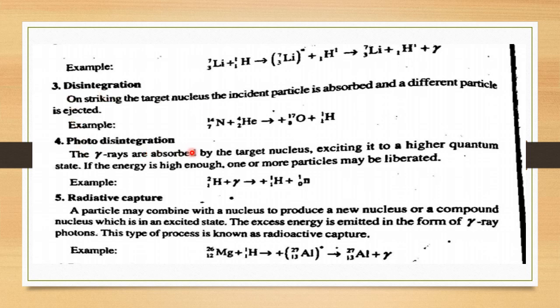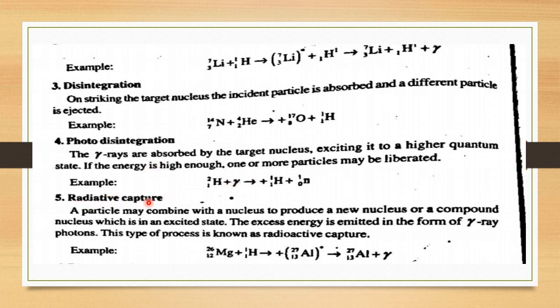Next is photodisintegration. When the gamma rays are absorbed by the target nucleus, exciting it into a higher quantum state, if the energy is enough, one or more particles may be liberated. So disintegration occurs by absorption of a photon, that is, gamma radiation.